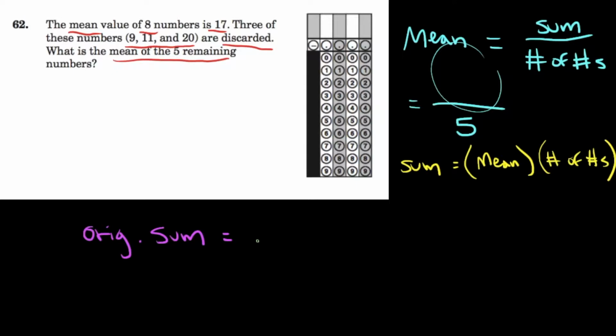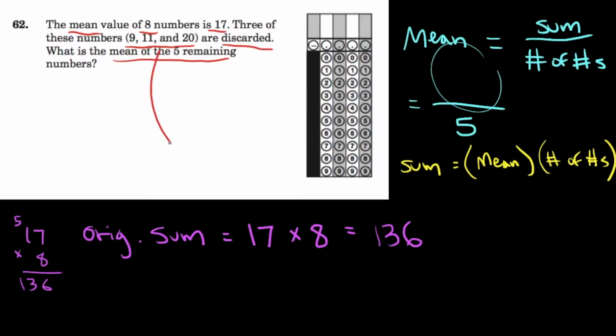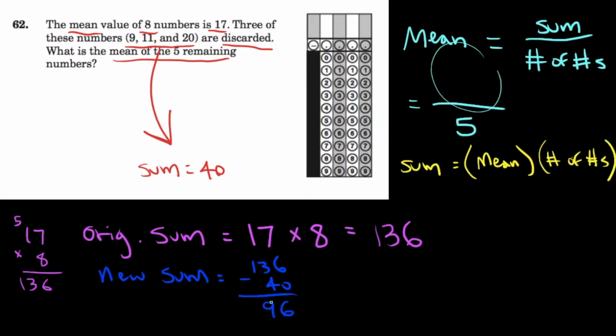So the original sum would be, their mean was 17, and there were 8 numbers. So 17 times 8, what is that? 136. But then we tossed 3 numbers. We said 9, 11, and 20, get out of there. They had a sum of, looks like 40. So the new sum is 40 less than the original sum. 136 minus 40, that's 96.